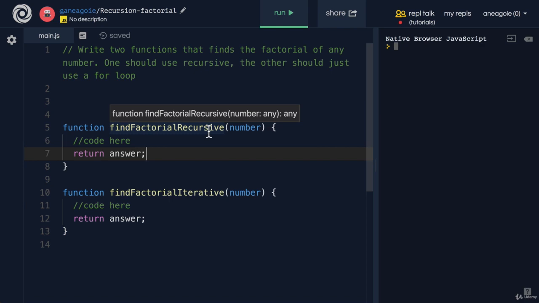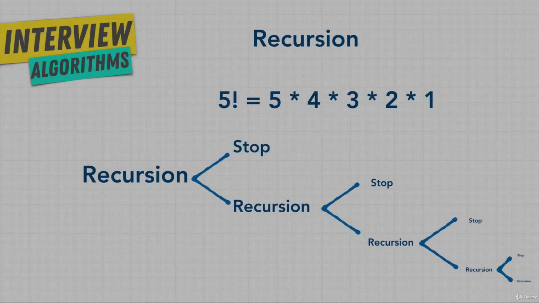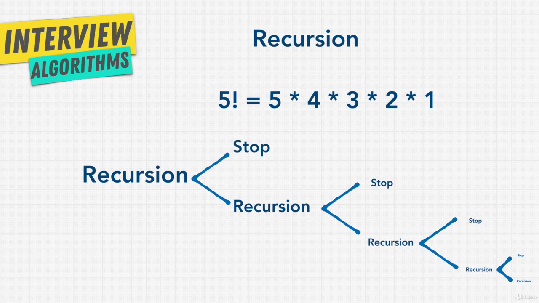But what is a factorial? A good way to think about factorial is this notation, 5 exclamation mark. Factorial simply means multiply 5 times 4 times 3 times 2 times 1. You keep going down one by one, multiplying each number until you get to 1. So 6 factorial will be 6 times 5 times 4 times 3 times 2 times 1.